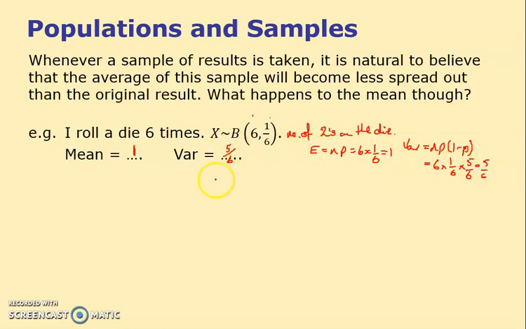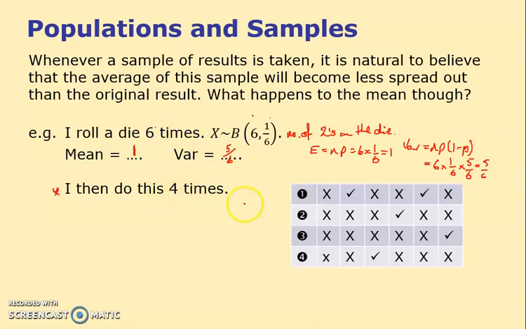Now those 2 answers are what I would expect to happen. Now I actually did this. I did it in actual fact 4 times, and you're going to have to take my word for it, I actually recorded the results. I've got a die out of a game I had here. I rolled it 6 times, but then I repeated that 4 times in total. And these were my results.